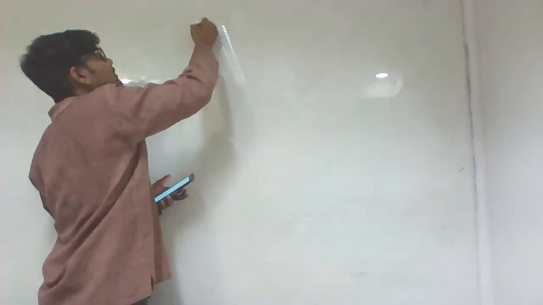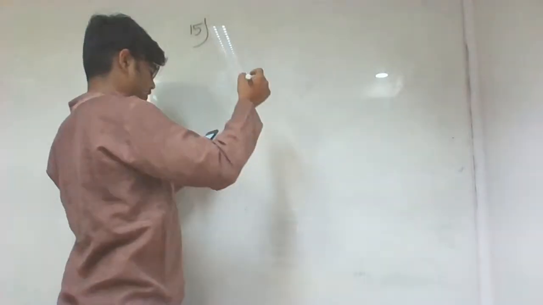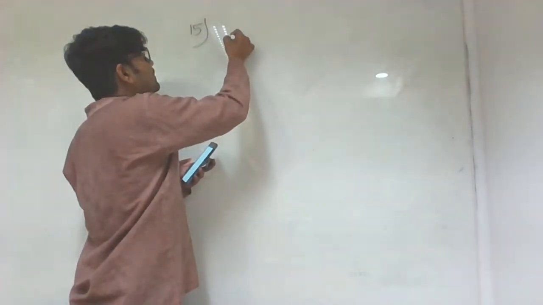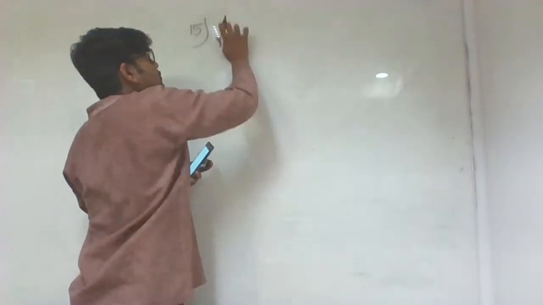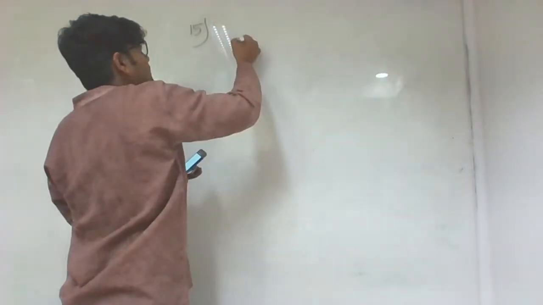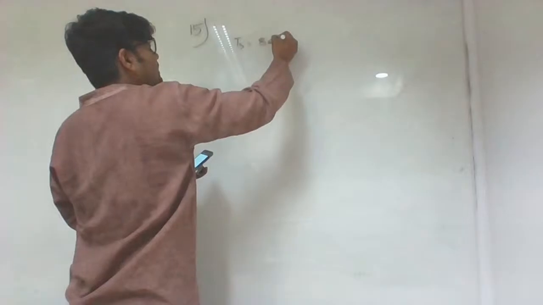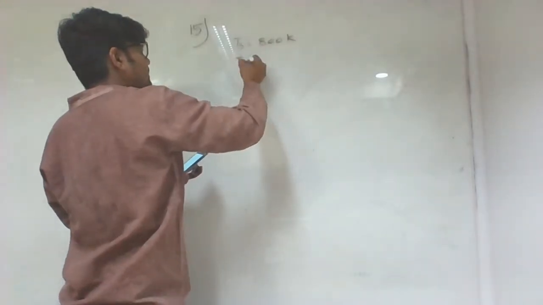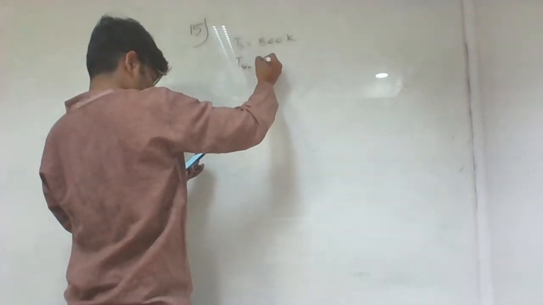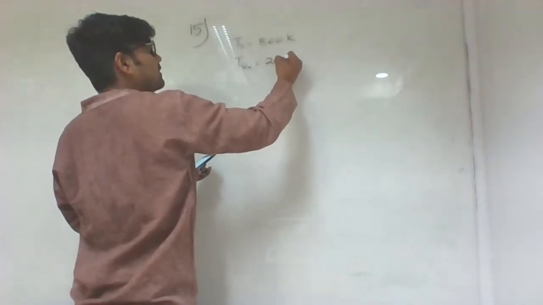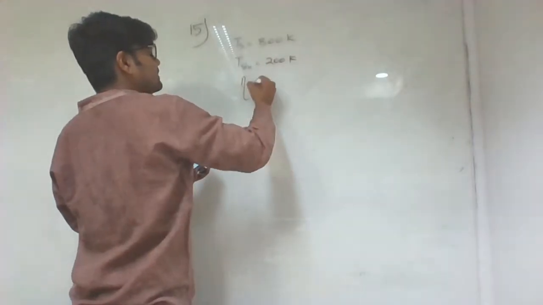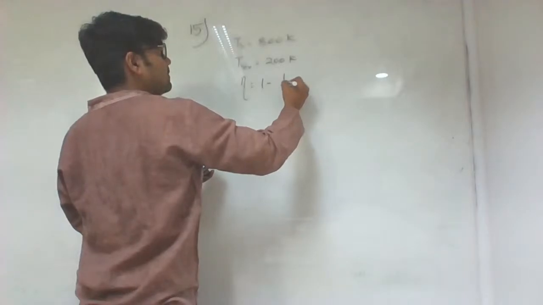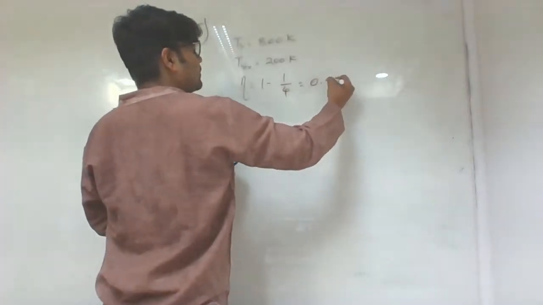15th, Carnot engine. T source is 800 Kelvin, T sink is 200 Kelvin. So efficiency is immediately 1 minus 1 by 4, which is 0.75.